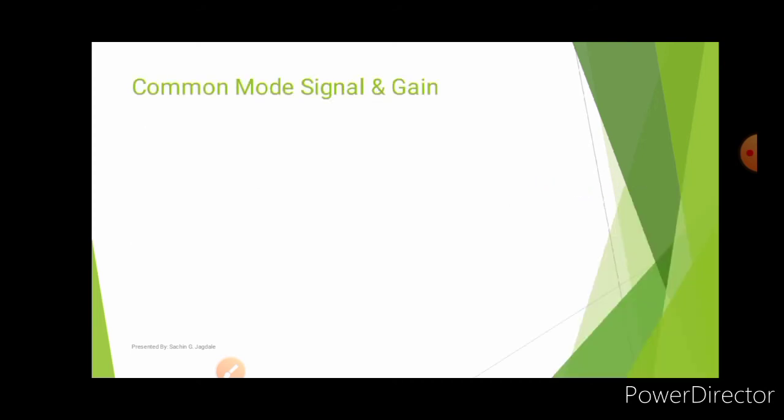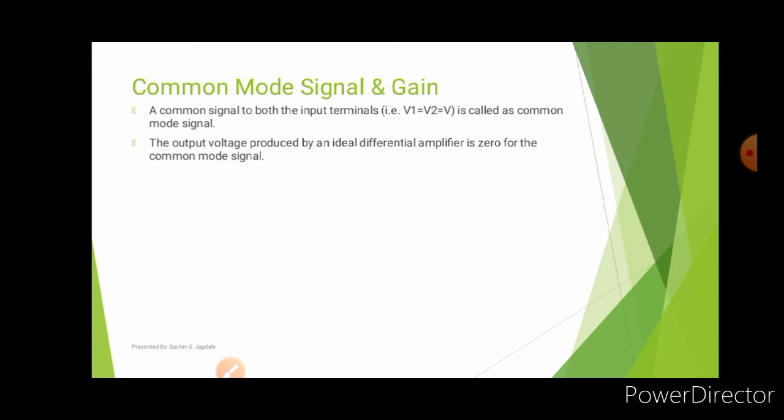Let us see the common mode signal and gain of it. A common mode signal to both the input terminals, V1 equals V2 equals V, is called a common mode signal. The output voltage produced by an ideal differential amplifier is 0 for the common mode signal. VO is equal to AD times (V1 minus V2), where AD is called the differential gain. Since this is a differential amplifier, we should have a differential gain, and we will consider it a constant, that is AD. It is the gain of the differential amplifier. So the output voltage is VO equals AD into (V1 minus V2).